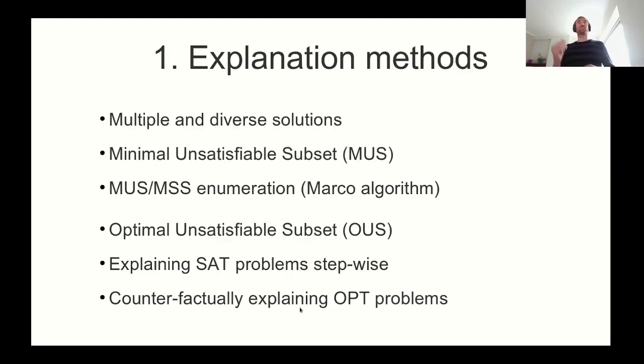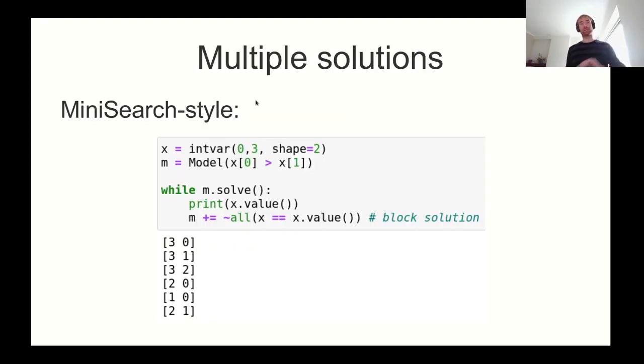Okay, so let's start with explanation methods. The simplest type of interaction with the solver that you can imagine is where you want multiple solutions. I actually worked with the MiniZinc authors a number of years ago, as well as Andrea Rendl, on MiniSearch. MiniSearch was a domain-specific extension to MiniZinc that allowed you to express these kinds of meta search problems, where you need to solve a problem repeatedly and add some constraints to the model.